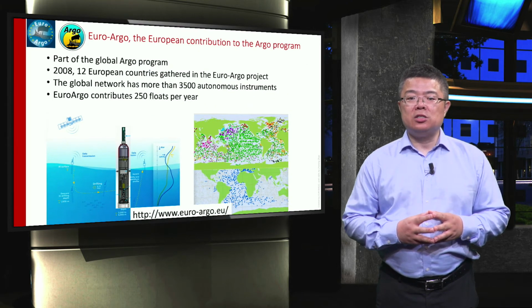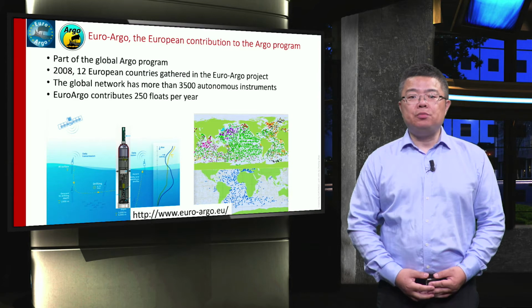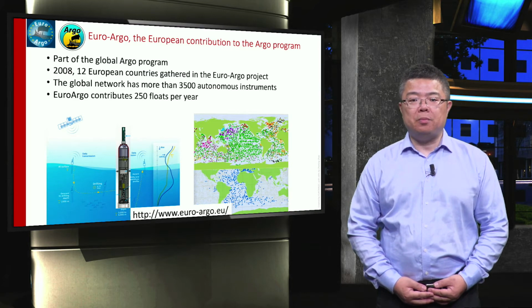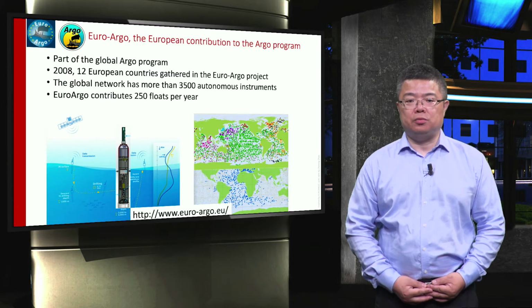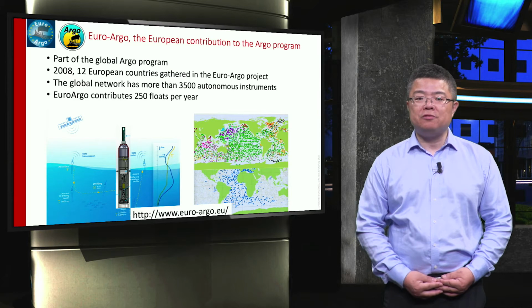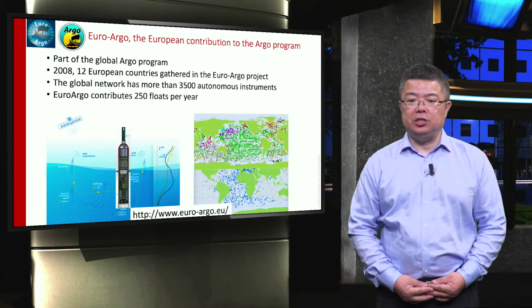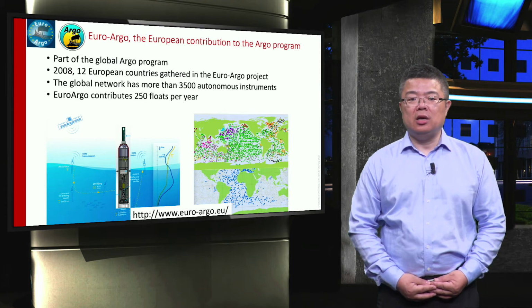EuroArgo started in 2008 with 12 European countries. It is the European contribution to the Global Argo program. The program network has more than 3,500 autonomous instruments. EuroArgo contributes to the global framework by deploying 250 floating instruments every year. It provides a portal for accessing global Argo data.